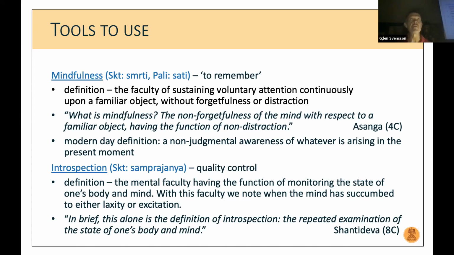So that mindfulness here in the Buddhist context is defined as the faculty of sustaining voluntary attention continuously upon a familiar object without forgetfulness or distraction. And we see this in a quote from, again, the great Indian master Asanga from the 4th century, who says, "What is mindfulness? The non-forgetfulness of the mind with respect to a familiar object having the function of non-distraction." What we need to remember is that the word mindfulness is used a lot now.